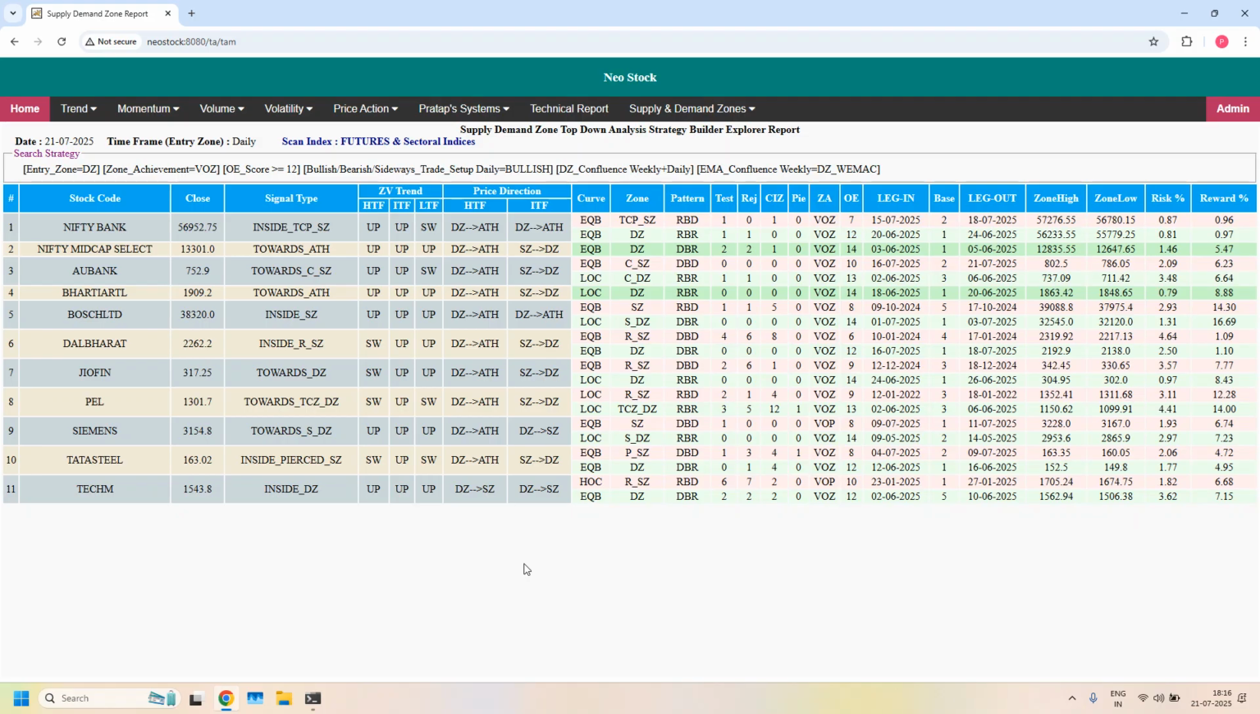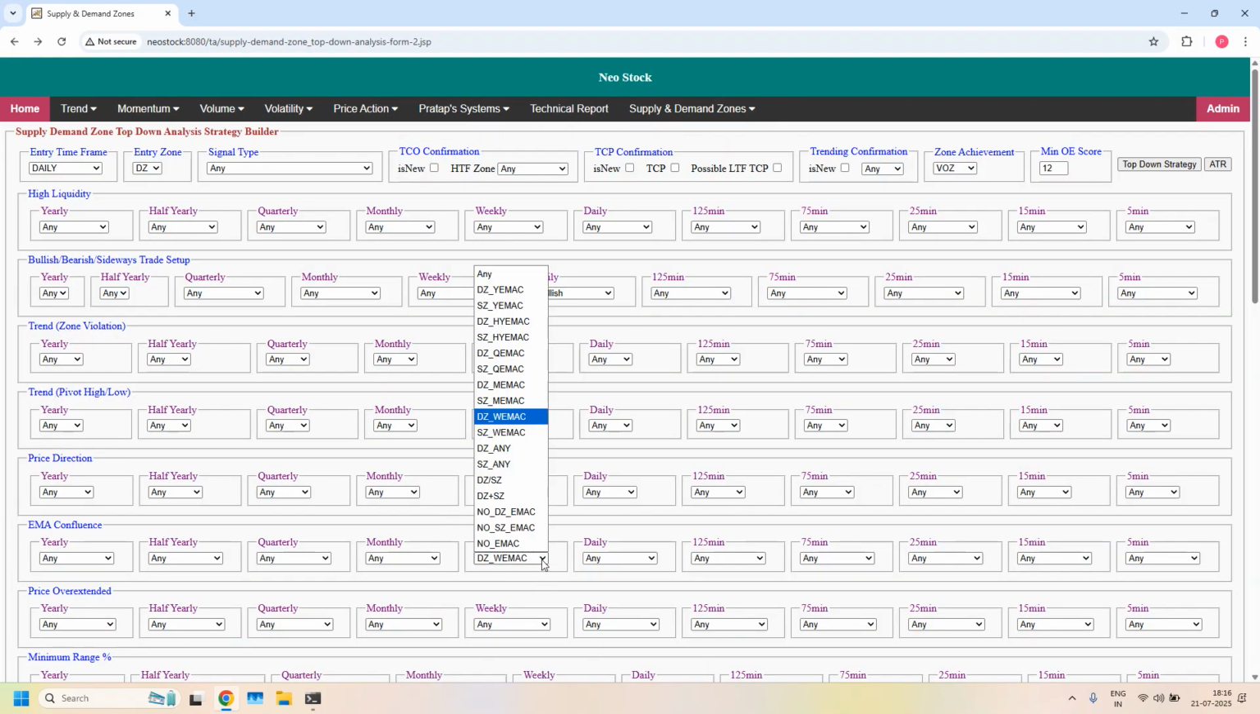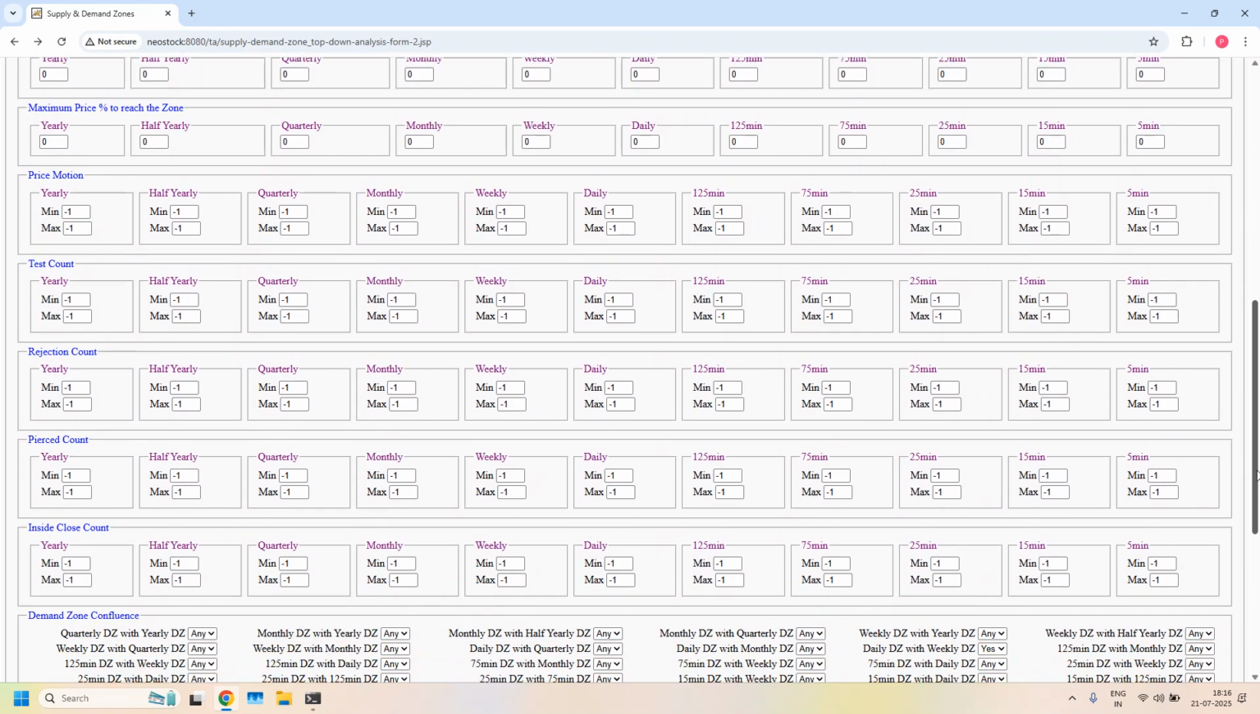Okay, next let us look into LTF, ITF and HTF demand zone confluence supported stocks. That is daily, weekly and monthly demand zone confluence supported stocks. So I'm going back, removing the EMA filter because it is ITF specific. Now we should focus on HTF. So first we will focus on the zone confluence.